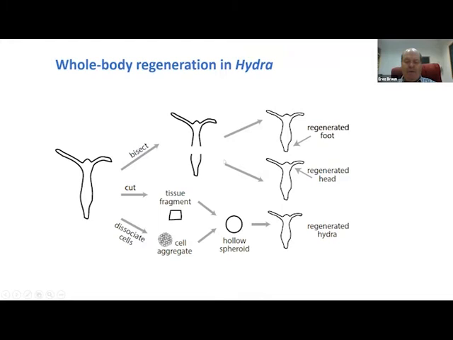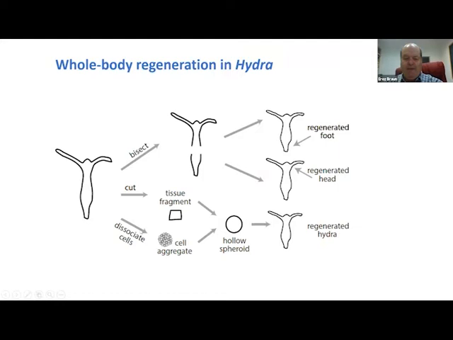Now, what Trembley discovered is that if you cut Hydra in half, the two halves complete themselves into two fully developed animals, which have all the abilities of a mature animal. But later, it was discovered that even if you take a small fragment, it folds into a hollow spheroid, which develops within a short time into a full animal.